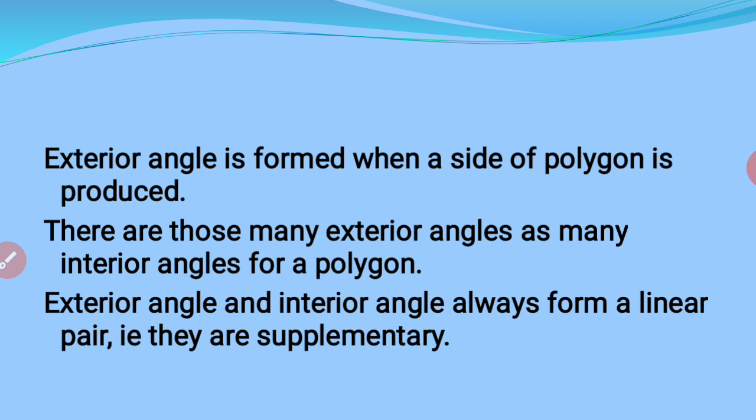An exterior angle is formed when a side of a polygon is produced. We went on extending and we got the exterior angle. There are as many exterior angles as interior angles for a polygon. For a four-sided polygon, 4 exterior angles will be there and 4 interior angles will be there. An exterior angle and an interior angle always form a linear pair, that is, they are supplementary.